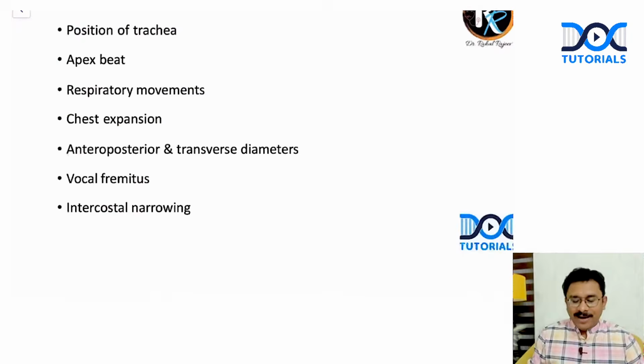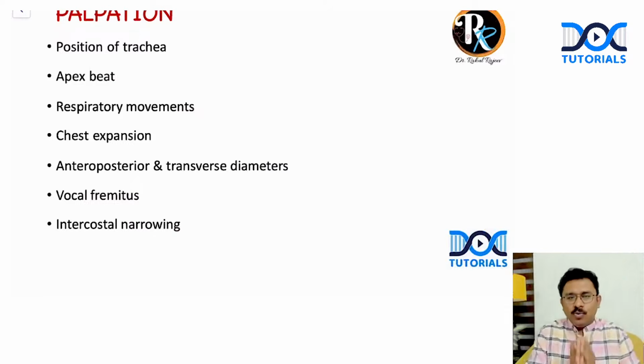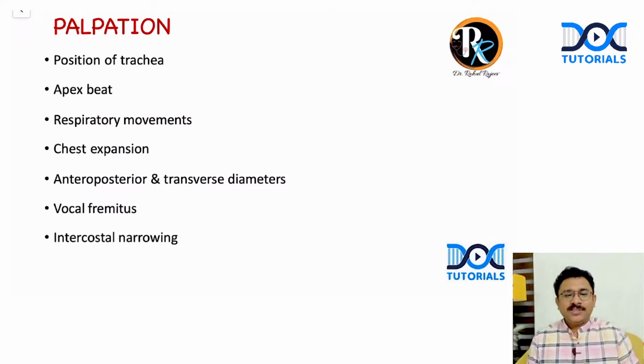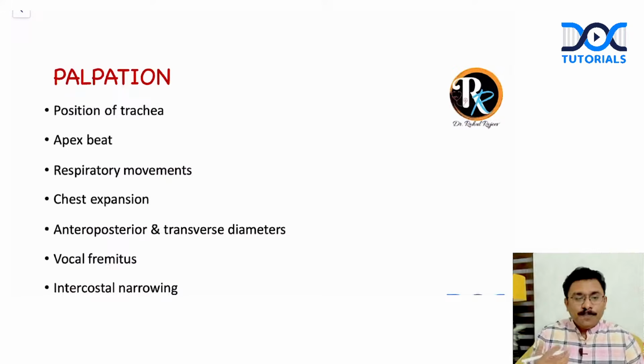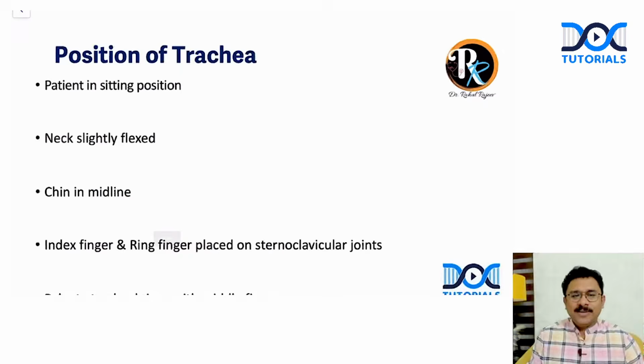Now coming to palpation, again you have to have the checklist in mind. When you go to a practical exam, you have to have the checklist in mind. So for palpation: position of trachea, apex beat, respiratory movements, chest expansion, the anteroposterior and transverse diameters, vocal fremitus, and any intercostal narrowing are the checklist findings that you should be looking out for in the palpation part. When it comes to the position of trachea, as I said, you can assess it by inspection, and you can also assess it by palpation.